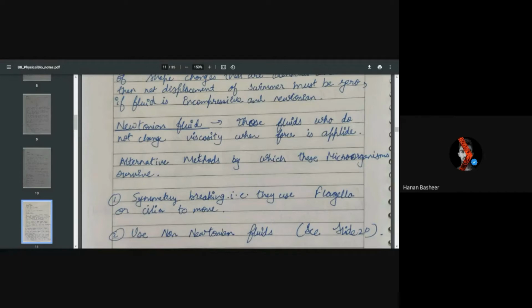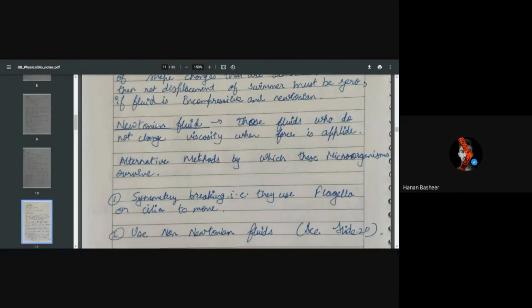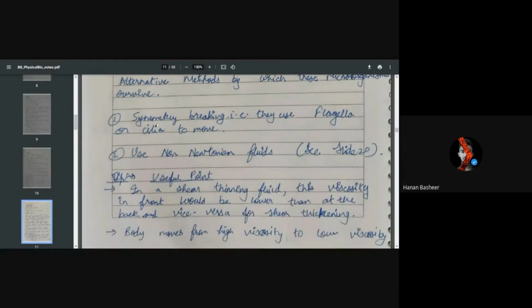The alternate methods by which these organisms can survive: one is symmetry breaking. They can do some motion which is not retraceable. By that the symmetry is broken, and then they can move forward or backward as they wish. One example is flagella or cilia, which are thin thread-like structures attached to the ends. Or they can use a non-Newtonian fluid. So an organism will either survive in a Newtonian fluid, where it will use the symmetry breaking criteria, or it will be present in a non-Newtonian fluid.